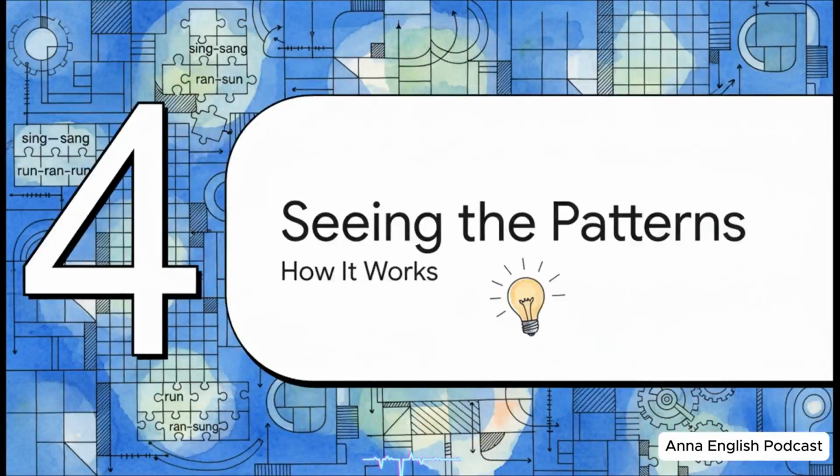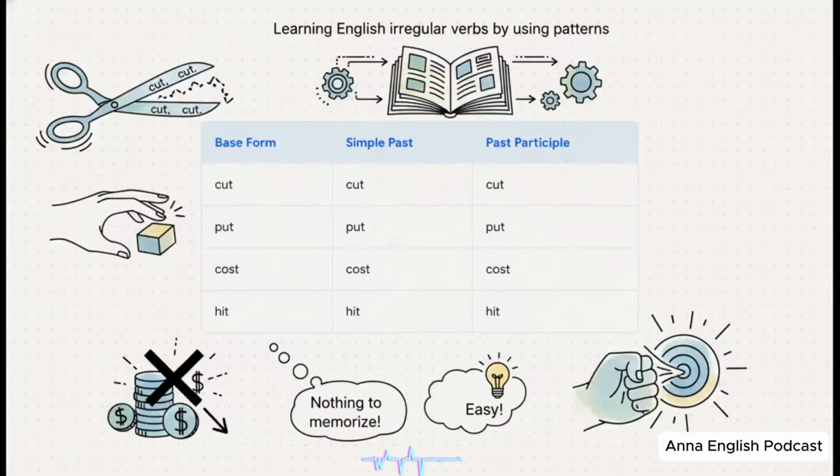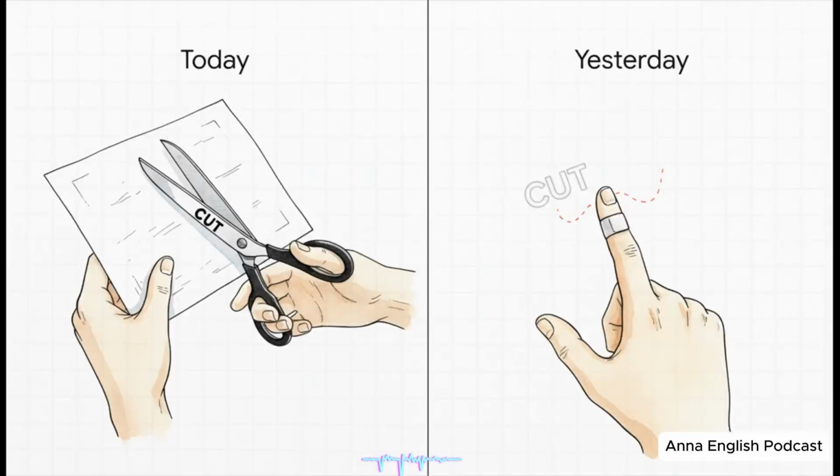Okay, so let's see exactly what this looks like in action. I'm going to show you a few of the most common patterns, and I think you'll see how quickly it all starts to click. We are going to start with the easiest group of all. I love this one. These are the verbs that just don't change. The base form, the simple past, and the past participle are all exactly the same. Just look at this. Cut, cut, cut. Put, put, put. Cost, cost, cost. Hit, hit, hit. How great is that? There's literally nothing new to memorize here. Once you know the word cut, you know all three forms. So easy.